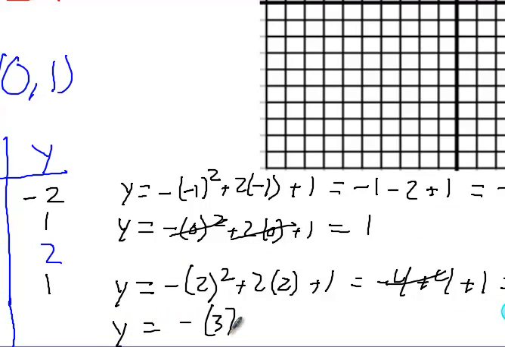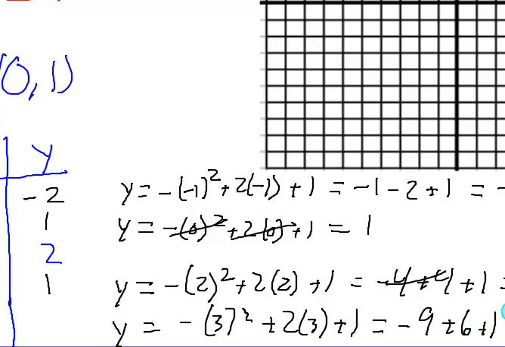So it's negative 3 squared plus 2 times 3 plus 1. 3 squared is 9, so it's negative 9 plus 6 plus 1, okay, which gives us negative 2. And now we have enough points to graph our parabola, okay? We know the vertex is the middle, so it's at 1, comma 2.